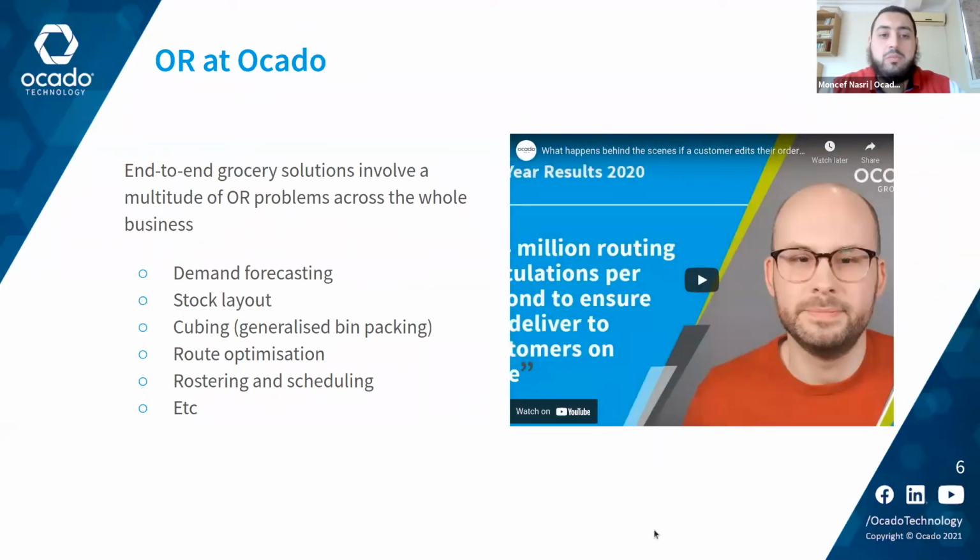OR at Ocado is there to increase the efficiency of everything that we do, whether it's through predictive analytics like demand forecasting, or pure optimization like cubing, which is a generalized bin packing, route optimization like vehicle routing problems, rostering, scheduling, stock layouts, everything that can add value to our clients. We do it in terms of operations research.